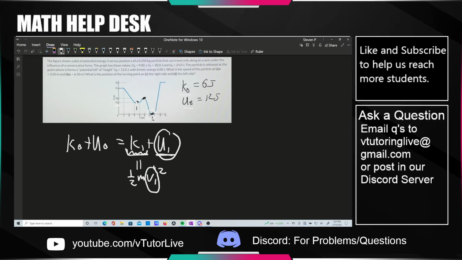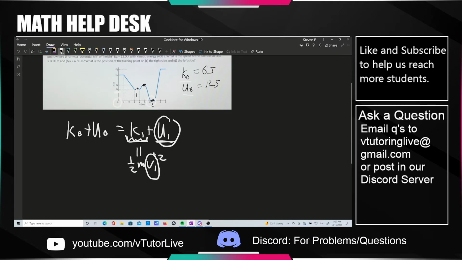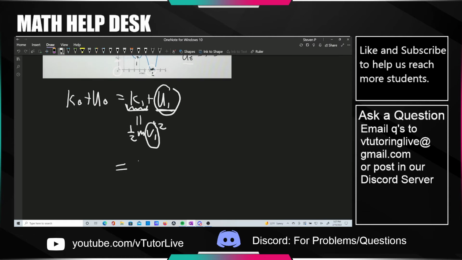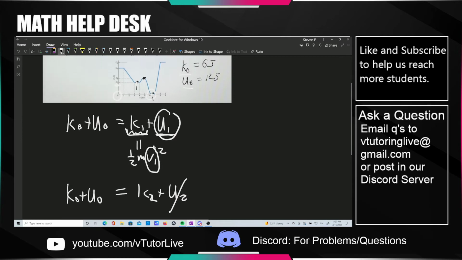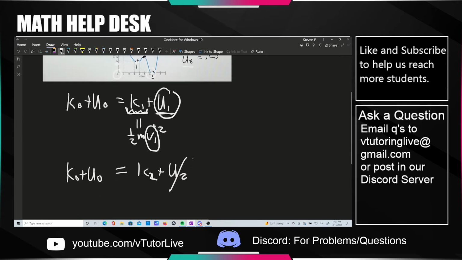Just double checking. Yeah, it's a little bit ambiguous as to whether this zero is for the x-axis, y-axis, or both, but I think it's indicating for both. So for part two, right, it's going to be K naught plus U naught is equal to, sorry, K2 plus U2. And if it's at this like well down here, it appears to just be zero. So then K2, you can just solve for 1 half m V2 squared. That's all you got to do.